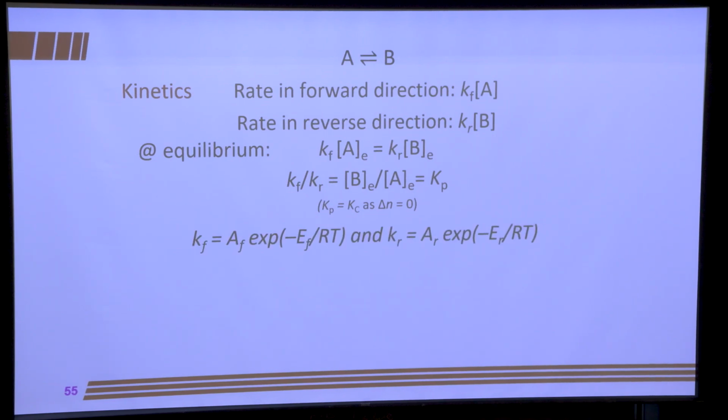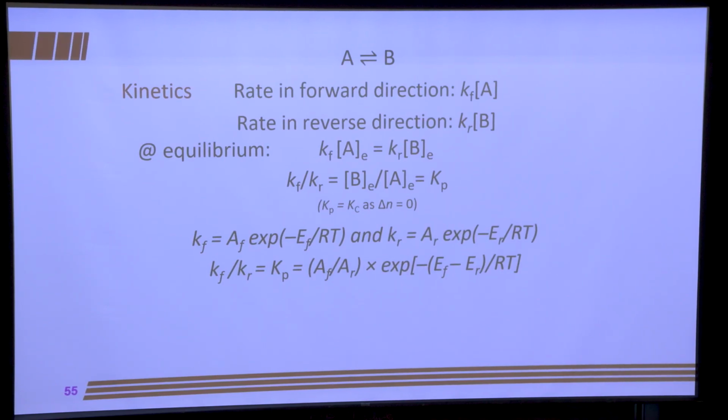So we have k forward is equal to A forward T^n forward e to the minus E forward over RT in the non-Arrhenius expression, but let's just assume the Arrhenius expression. And here we have k reverse is equal to A reverse e to the minus E reverse over RT. So k forward over k reverse is equal to Kp, and that's equal to A forward over A reverse times the exponent of minus (E forward minus E reverse) over RT. So we get all of this from kinetics. There's nothing unusual there.